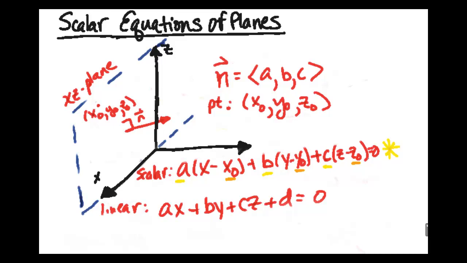Okay. If they ask for the linear equation of the plane, all you do at that point would be to distribute your coefficients through, combine like terms. In this case, it's just the numbers that'll be like terms, and then you'll end up with the linear equation shown here.